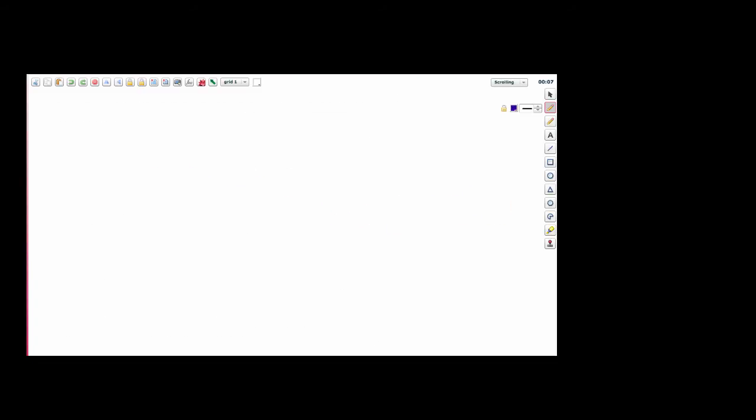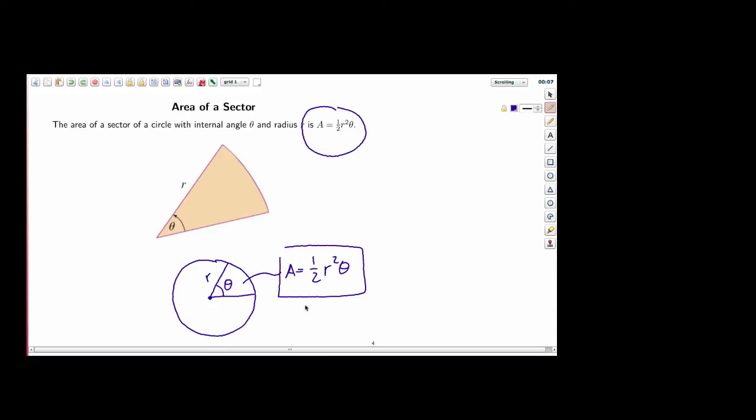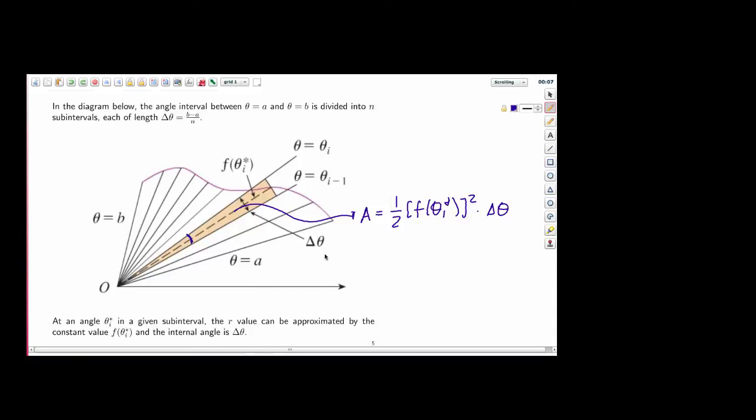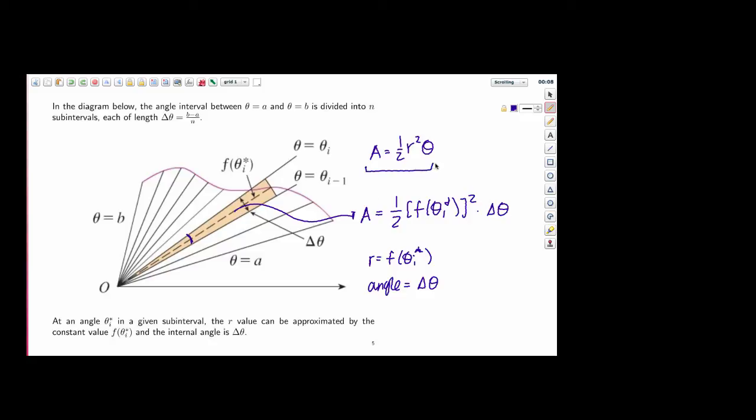Again, remember from the previous slide, if you have a wedge, the area of that wedge is 1/2 r squared theta. We're using that formula, and in a wedge our r is f of theta sub i star, and our angle is that delta theta that we get by dividing our region up into n subintervals. So we're using our formula from geometry, just like we did with rectangles, to find the area of each of these small wedges formed by the subintervals.